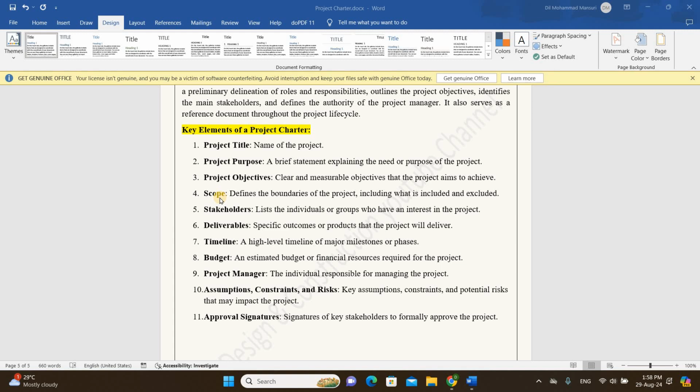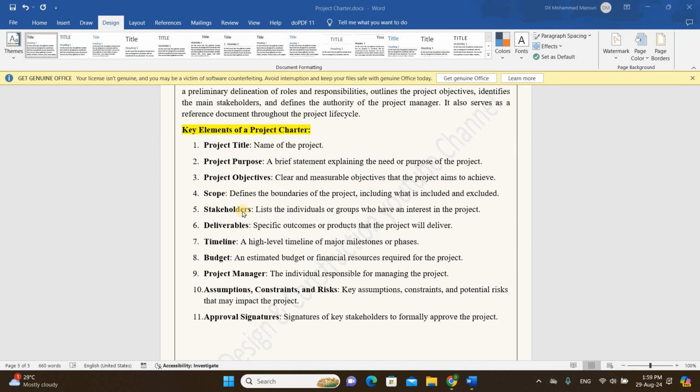Stakeholders, the individuals or groups who have an interest in the project. A stakeholder is a very important part of the project because whatever we are doing, it is for someone: for the client, who is going to benefit, or for the local community. At last the project is going to be handed over, and there will also be a consultant. So we have to mention the individuals who are directly involved in your project and have a direct impact on it. And deliverables, the major outcomes or products that the project will deliver in the different stages of your project.